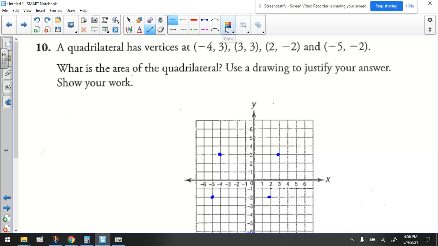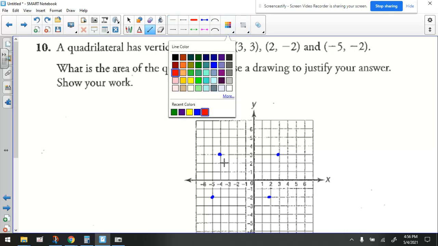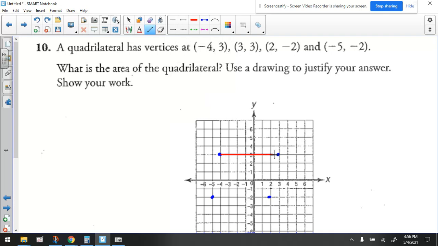And maybe we should make it a particular color, like maybe red, so it stands out. Okay, so we have that connected to this, connected to this, connected to this. By the way, if you're ever doing this on paper, you would definitely use a ruler to connect your dots, because if you freehand it, it's just going to be off enough that you're not going to be able to really tell what you're looking at.